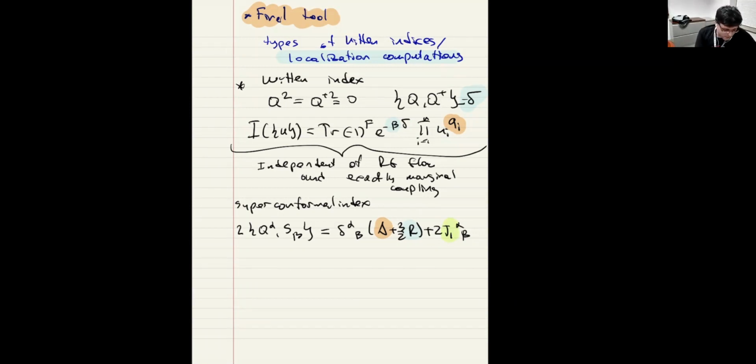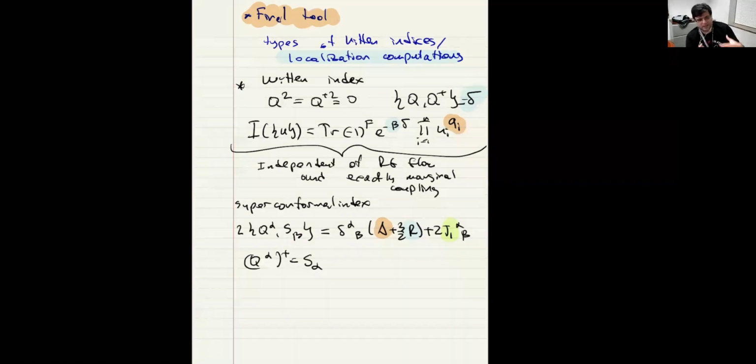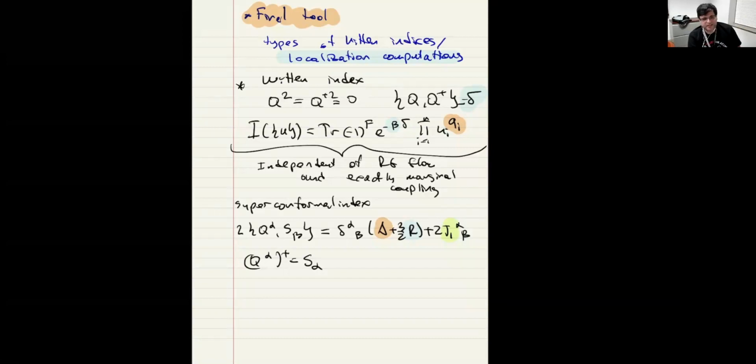Now what we can do is think of this as the Hermitian conjugate of Q_alpha. Or, to be more precise, we think of Q_alpha dagger as the generator S_alpha. The way to think about it is that this algebra, or this kind of construction, is being done in radial quantization.